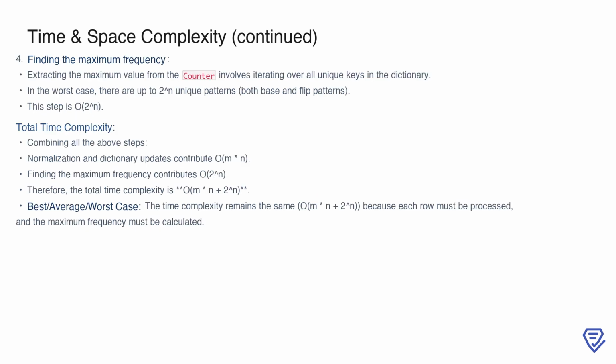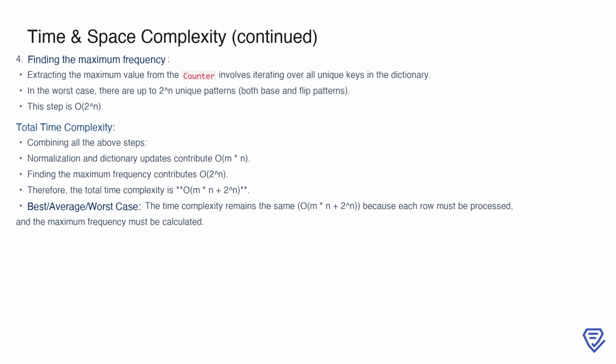Building upon the earlier steps, we now examine the process of finding the maximum frequency from the counter. This involves scanning all unique keys stored in the dictionary. In the worst-case scenario, the dictionary can contain up to 2 to the power of n unique patterns, as each row generates both a base and a flip pattern. Iterating through these keys to find the maximum frequency takes O(2^n).